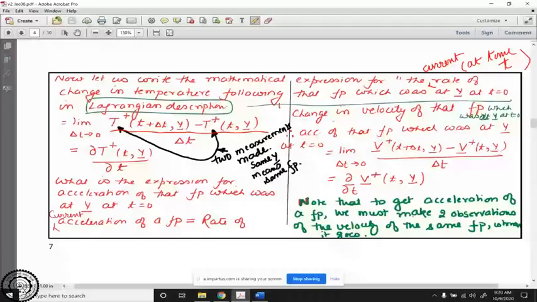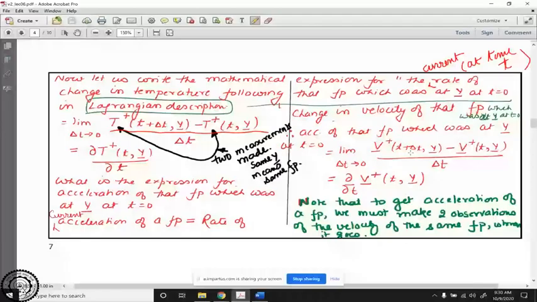If you take the difference of those two velocities and divide by delta t, that is not acceleration. That is acceleration of neither the first nor the second. That is an irrelevant quantity. So for acceleration, you need to keep the fluid particle the same, and that is what I am doing here. You see this expression. This must be the acceleration of that fluid particle which was at y at t0.